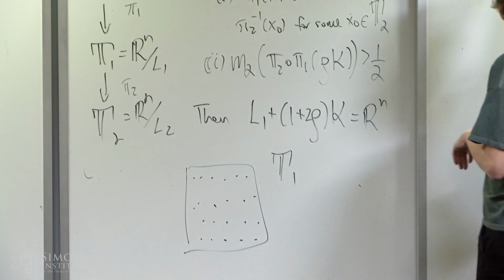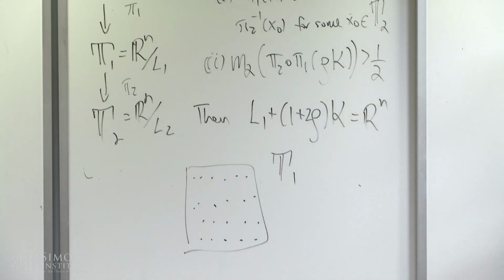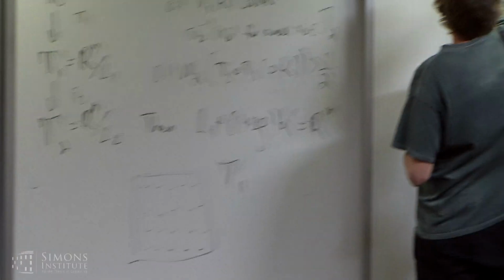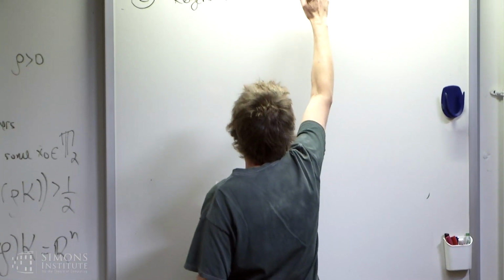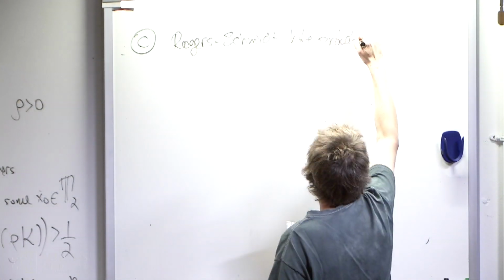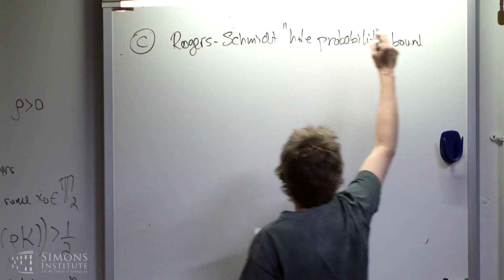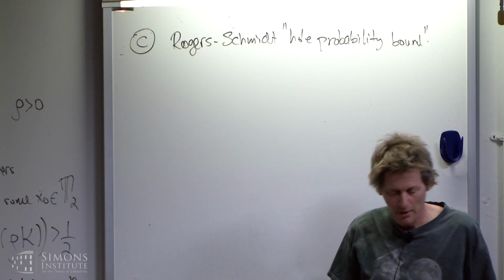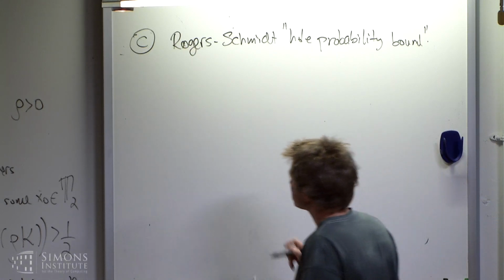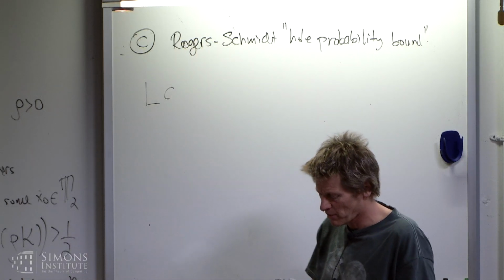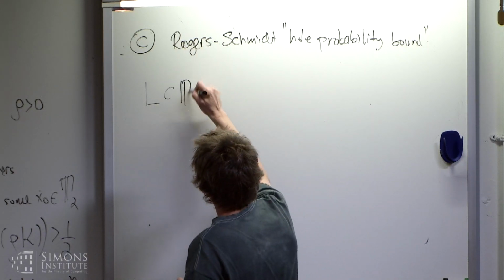The third ingredient is a difficult piece of work done by Rogers and Wolfgang Schmidt in the 50s and 60s. I'll just call this the Rogers-Schmidt theorem. That's our name for it, and so let me state it. So you have again a lattice, but we're going to be varying the lattice. So in a moment, L is a lattice.